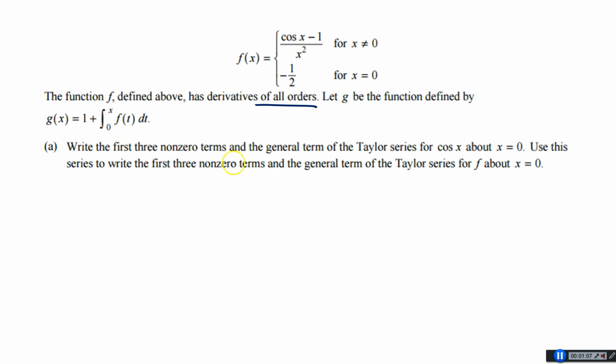So the first thing they want is the first three non-zero terms, the general term for the Taylor series for cosine x about x equals 0. This is one you should have memorized, right? It's one of the big three that you have to know.